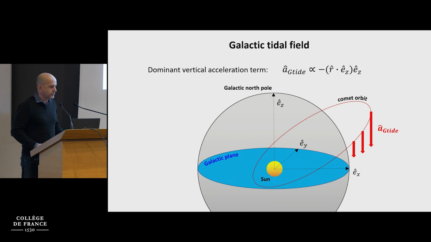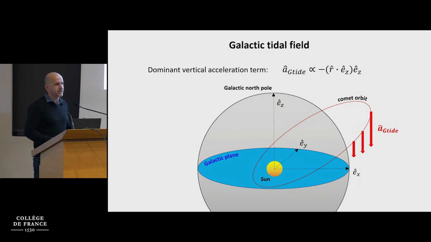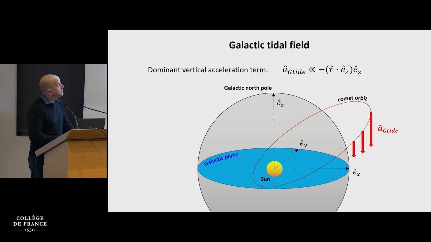For that, we have to consider the gravitational field of the galaxy. We don't care what is happening on the other side of the galaxy. We don't care what's happening close to the nucleus. We only care what's happening in the solar neighborhood, right? Because the comets remain in the solar neighborhood. And in that case, in the simplest approximation, the gravitational field of the galaxy can be approximated by this equation.